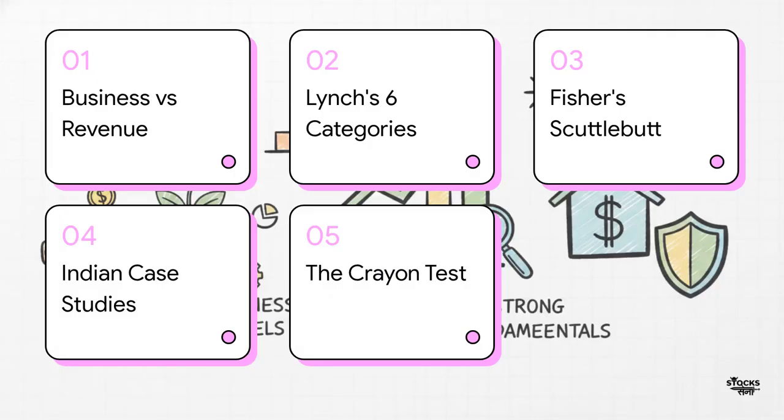Here's our quick agenda for today's explainer. First, business versus revenue models. Second, Lynch's 6 categories. Third, Fisher's Scuttlebutt method. Fourth, we'll dive into some real Indian market case studies. And fifth, we'll finish up with the ultimate crayon test.